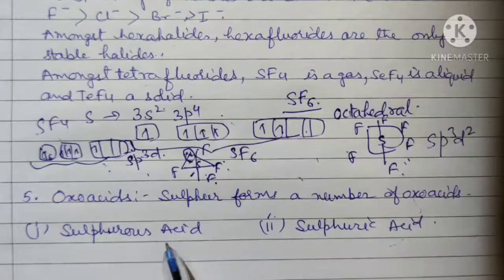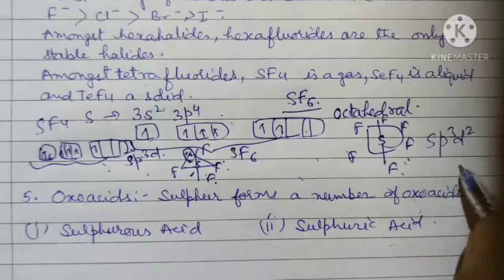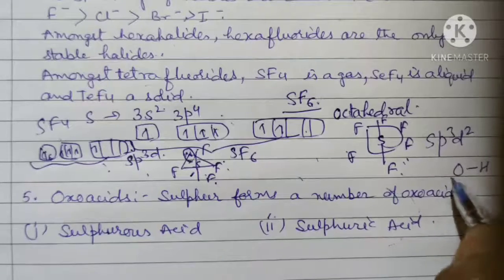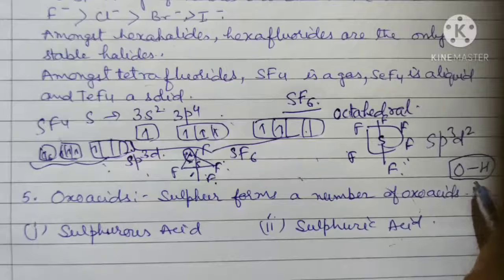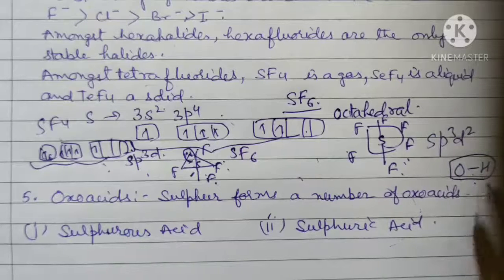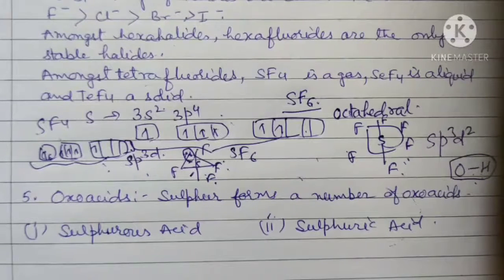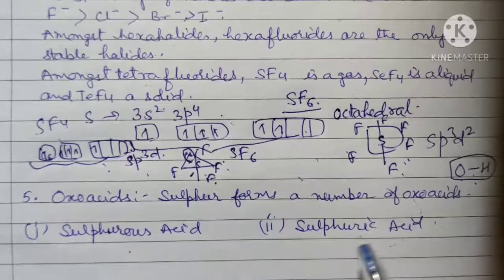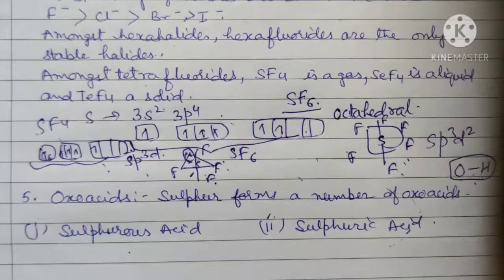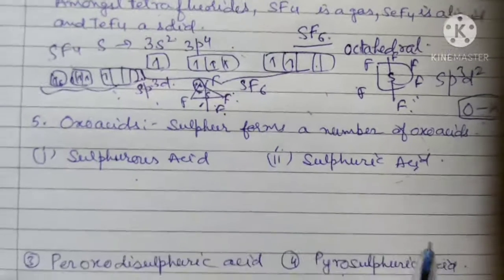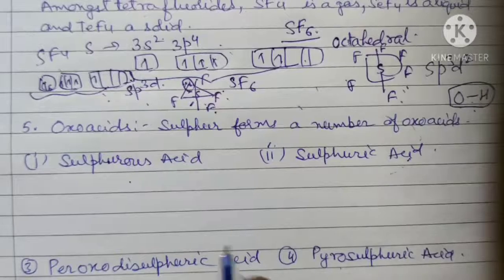Oxoacids are the acids which contain an OH bond. That is related to the acidic nature. These acids are having the OH bond. Sulfur forms many oxoacids. These oxoacids are called sulfurous acid, sulfuric acid, peroxodisulfuric acid and pyrosulfuric acid. To draw the structure, because in the examination they ask about the structure of these acids.